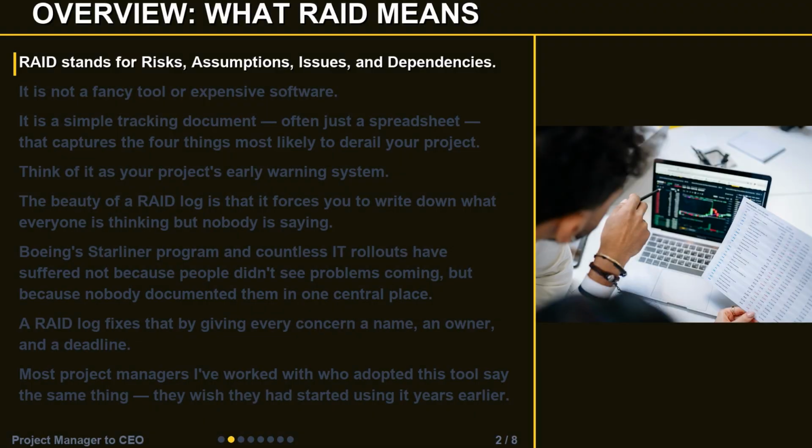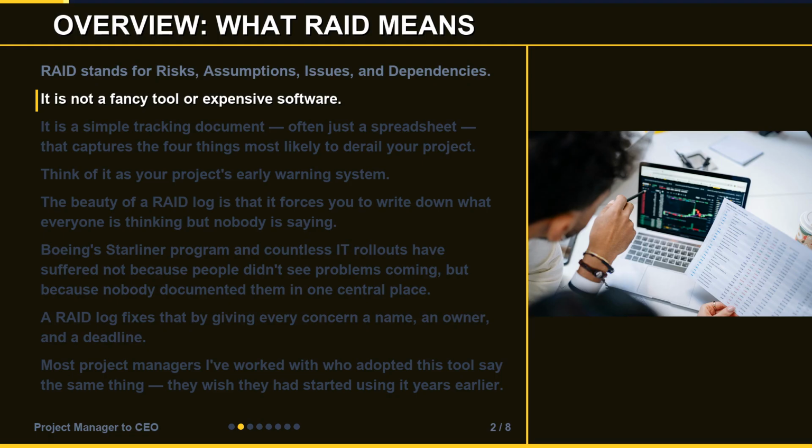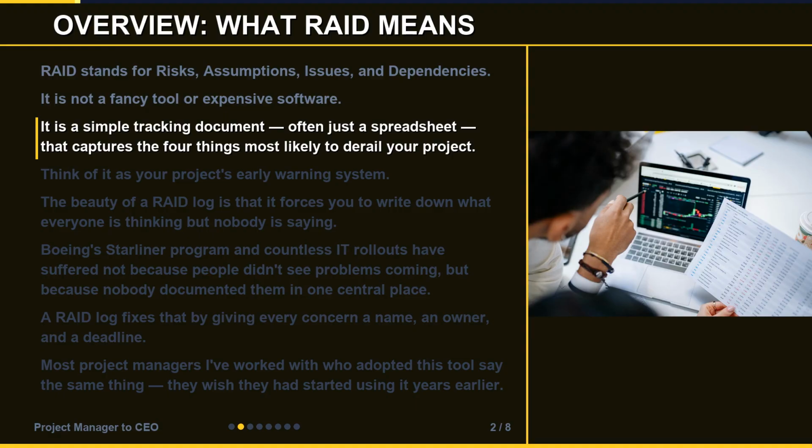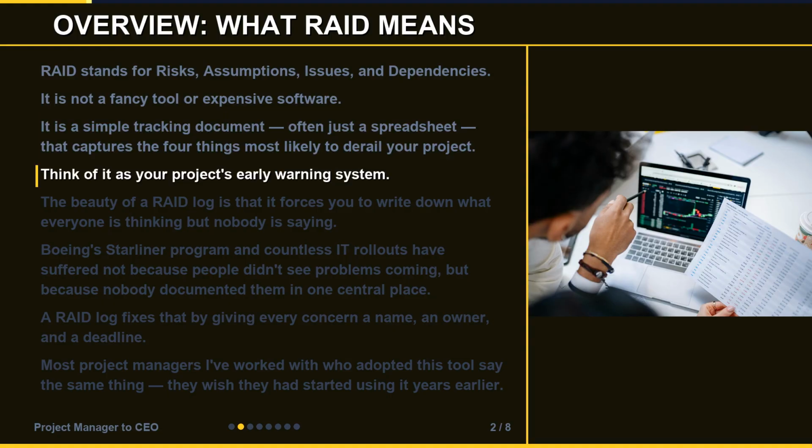RAID stands for risks, assumptions, issues, and dependencies. It is not a fancy tool or expensive software. It is a simple tracking document, often just a spreadsheet, that captures the 4 things most likely to derail your project. Think of it as your project's early warning system.